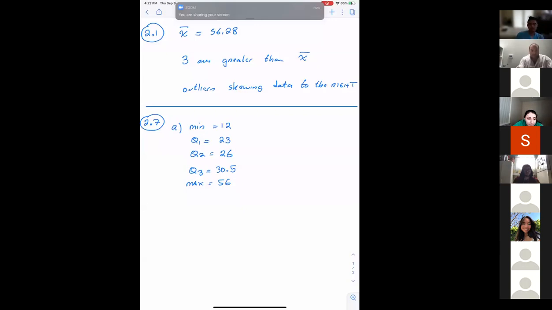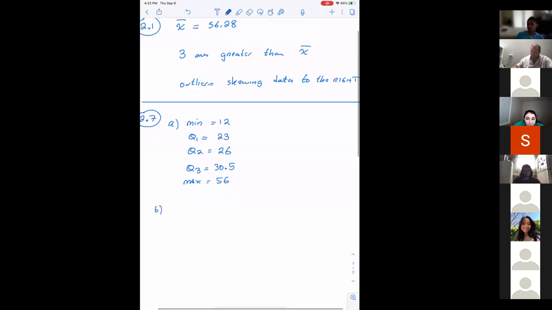Okay, so that's the 5-number summary. Then it says draw a box plot of these data. Do y'all remember how to draw a box plot? Okay, so let's draw a box plot. How should I start my box plot? By drawing what? A number line? Draw a number line. Okay, there's my number line.